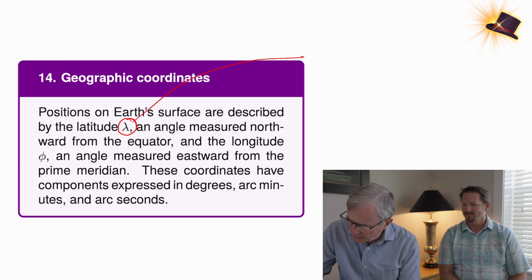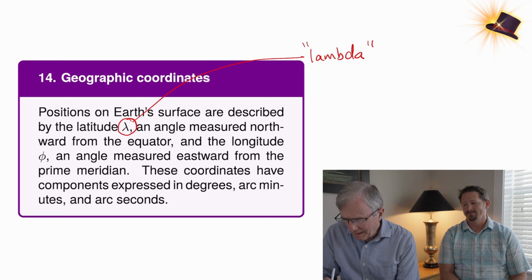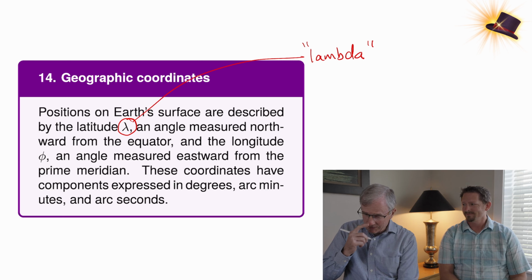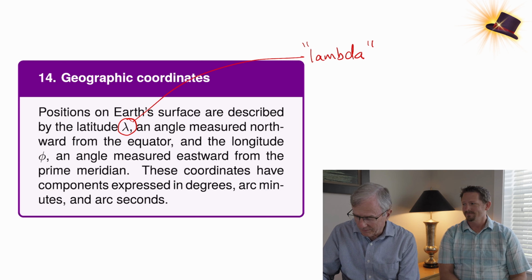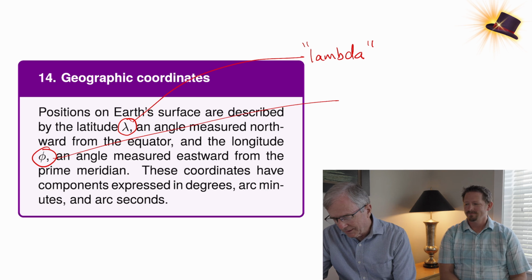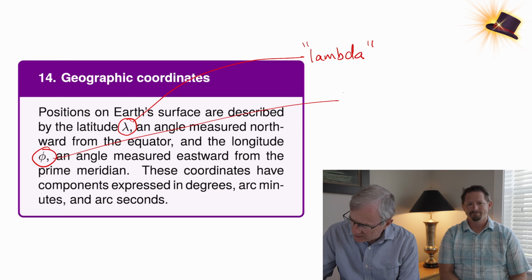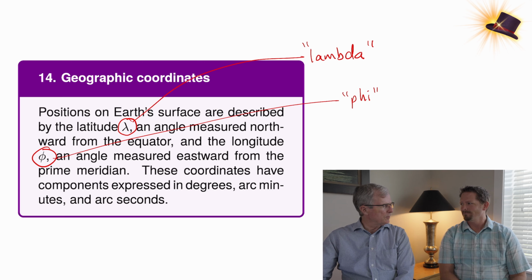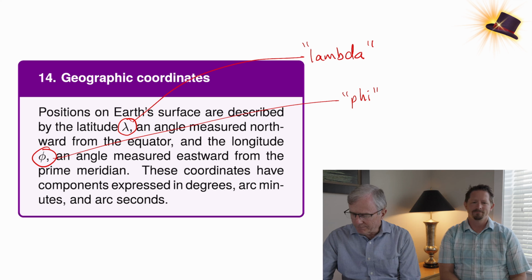So this is the Greek letter lambda. It should represent wavelength, by the way. Unfortunately, you run out of letters in a hurry from both regular English letters and Greek letters, and you have to use different letters for the same thing, or the same letter for different things. And this is the Greek letter phi. But those are the standard notations for latitude and longitude, lambda and phi.